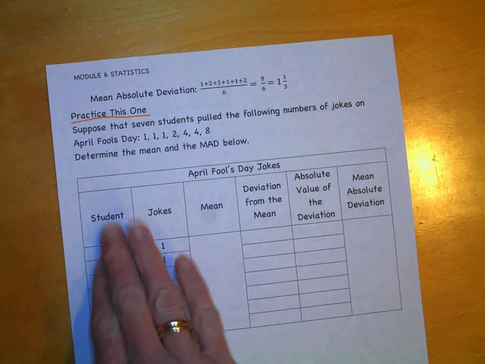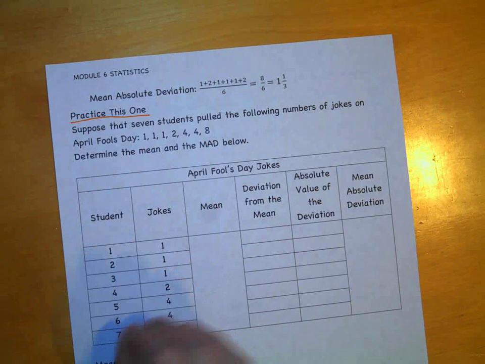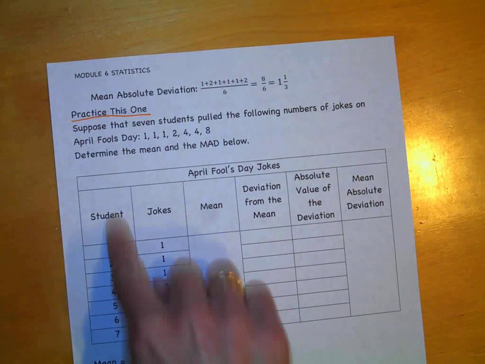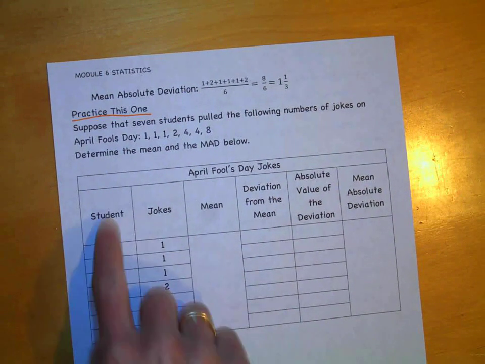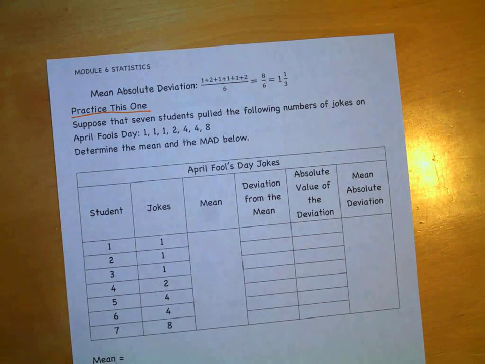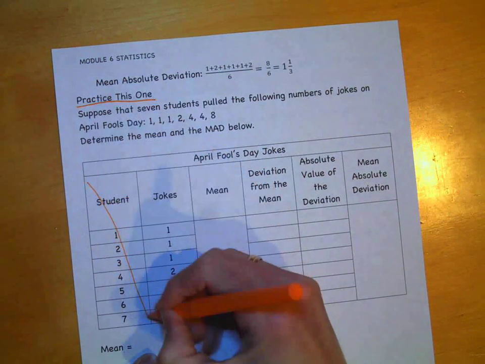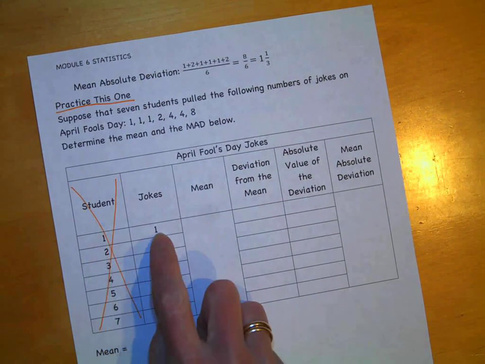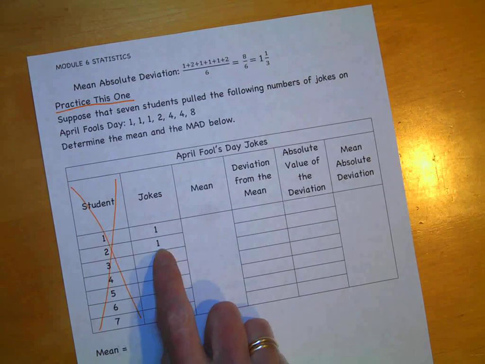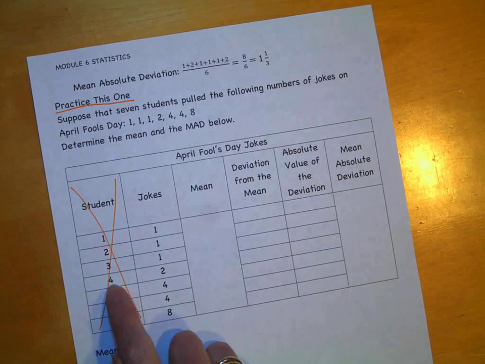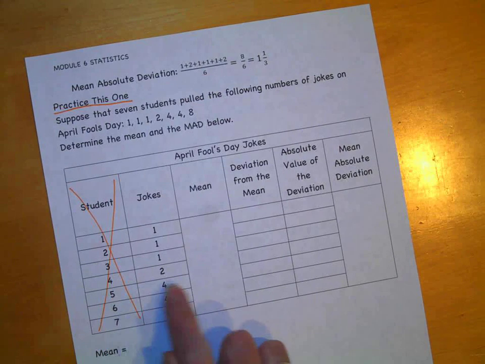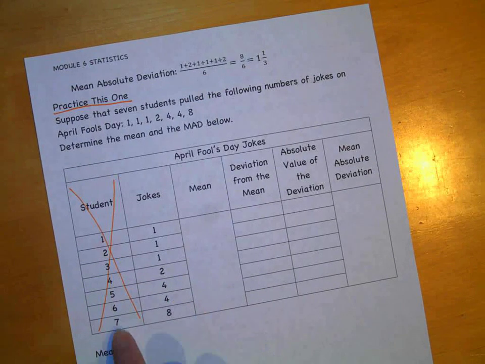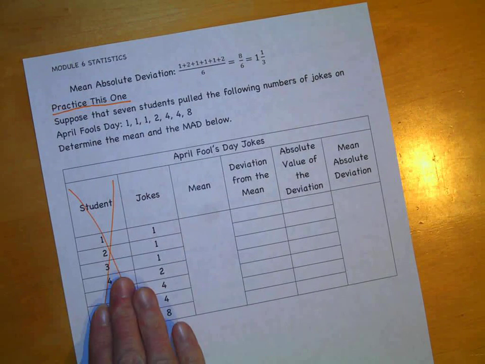So this right here is just the student. Boys and girls, do not get fooled by this column, okay? You're actually not doing anything with these numbers. These numbers just identify the student. So actually what I would like you to do is I would just like you to cross this part out because I don't want you to get confused about it. All this is telling you is that student 1 did 1 joke, student 2 did 1 joke, student 3 did 1 joke, student 4 did 2 jokes, student 5 did 4 jokes, student 6 did 4 jokes, and student 7 did 8 jokes.